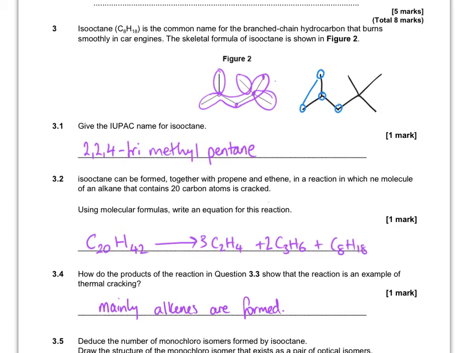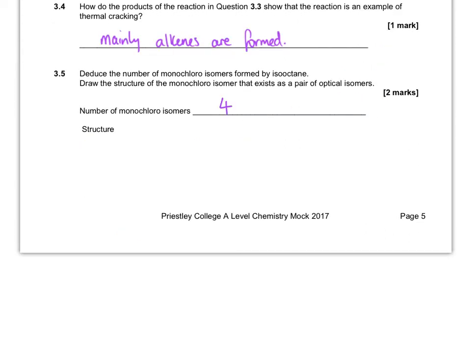This carbon here already has 4 things. It's got 1, 2, 3, 4, so there's no space for a chlorine. I could put one on here, here, or here, but those would be the same. So in terms of distinct ones, we've got 1, 2, 3, 4. The other question is to see which one would appear as a pair of optical isomers.